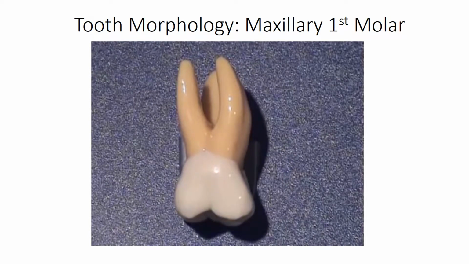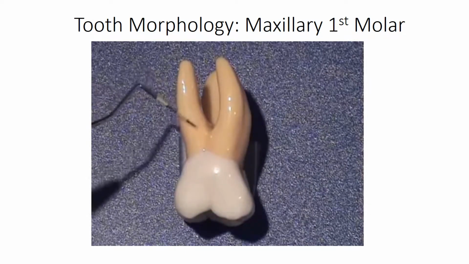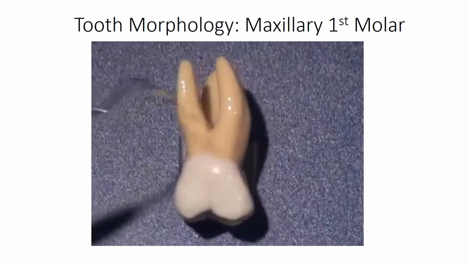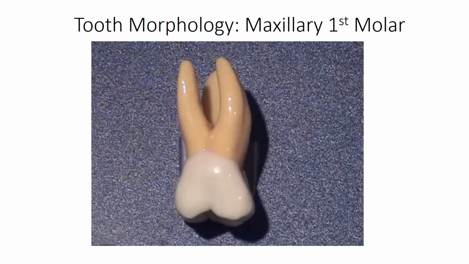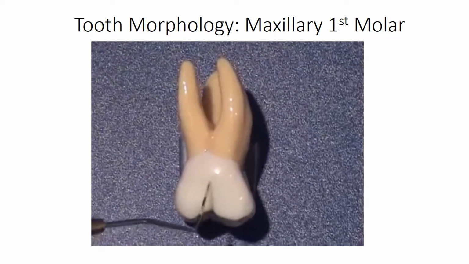The maxillary first molar is the largest tooth in the arch. It's also the largest crown in the dentition. There are 4 major cusps and a 5th minor cusp. And the furcation area starts near the junction of the cervical and middle thirds of the root. From the facial view, there's a buccal groove, which may end in a buccal pit.